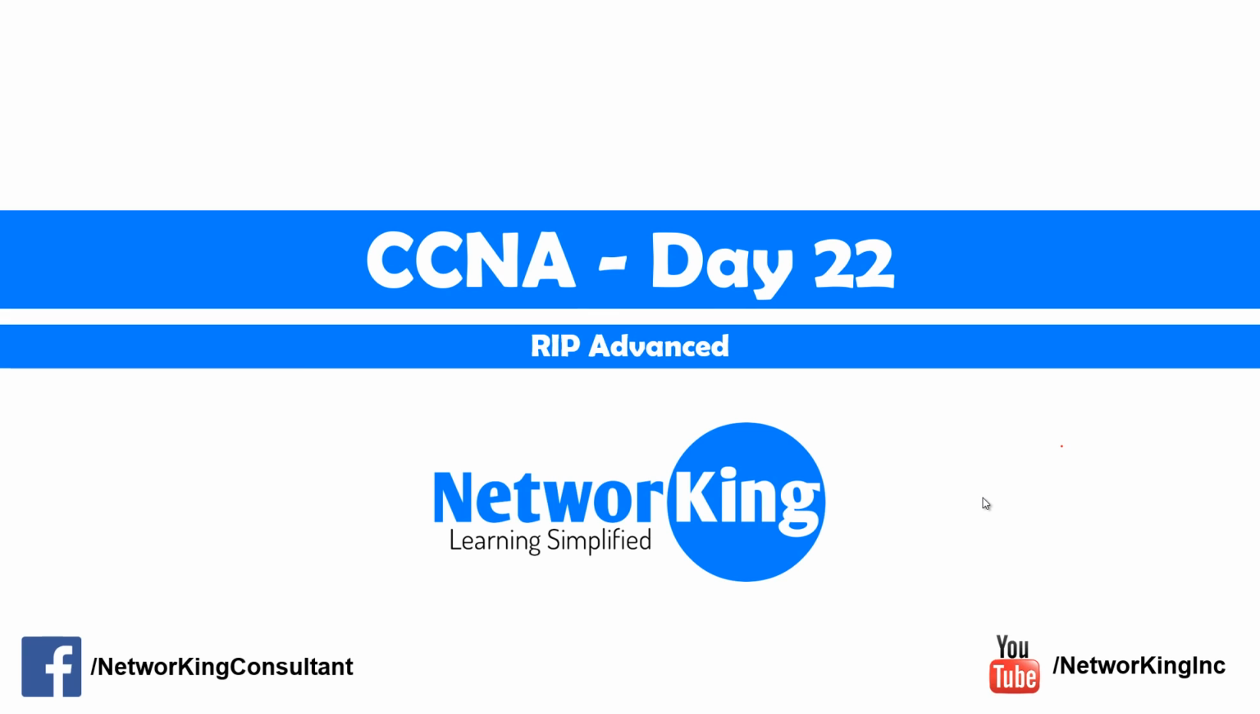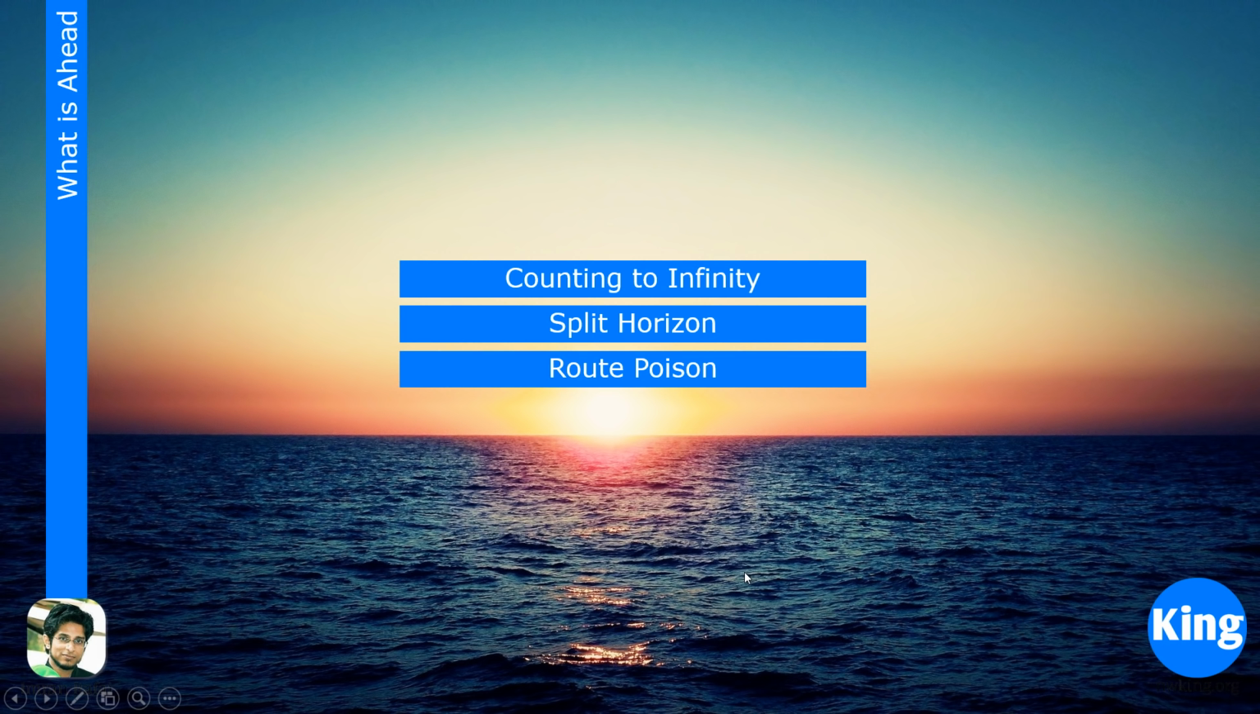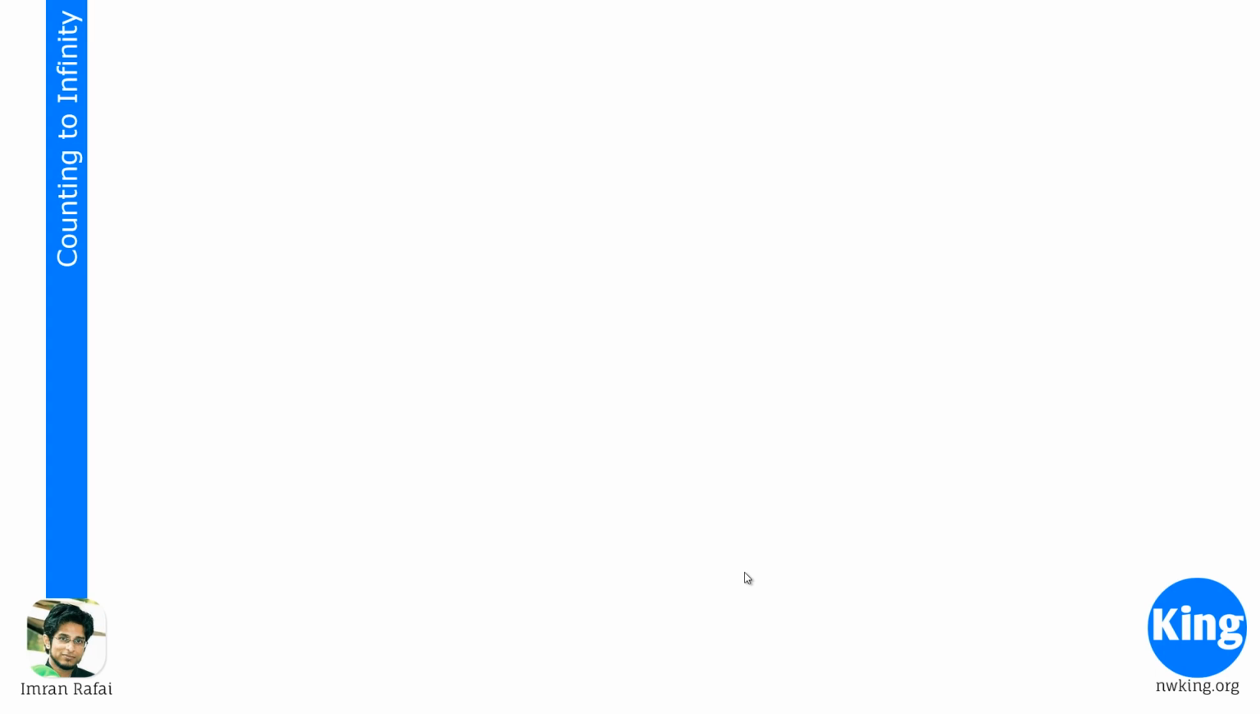So without wasting much time, let's get straight into today's class. Right, so what are we going to look at today? We're going to look at three things. We're looking at this counting to infinity problem in RIP routing. We will look at the split horizon rule and the route poison, right? What is the counting to infinity problem in RIP routing?